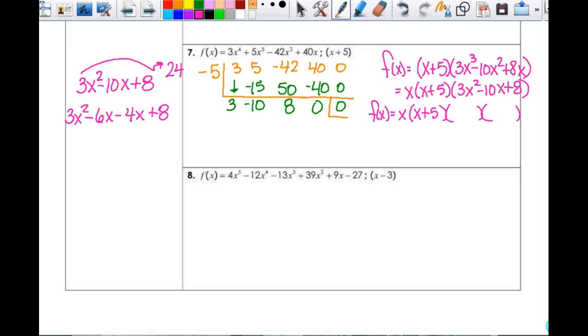Okay, or if you didn't do grouping, that's fine. But then this gives me 3x times x minus 2, and then negative 4 times x minus 2, which gives me 3x minus 4 and x minus 2 as my numbers. Just remember, look at those signs. It helps you narrow down your options there. So 3x minus 4 and then x minus 2.